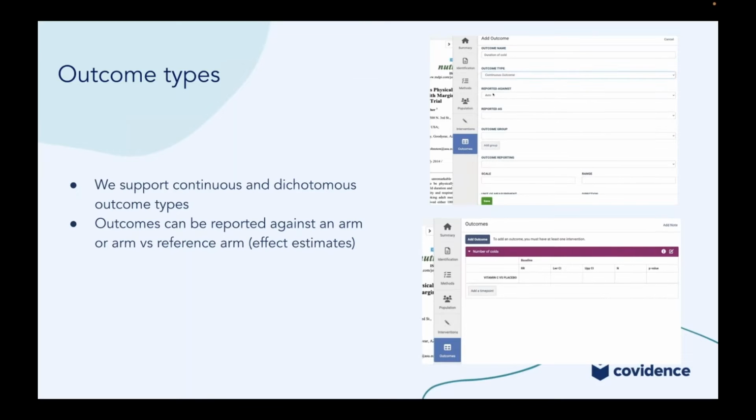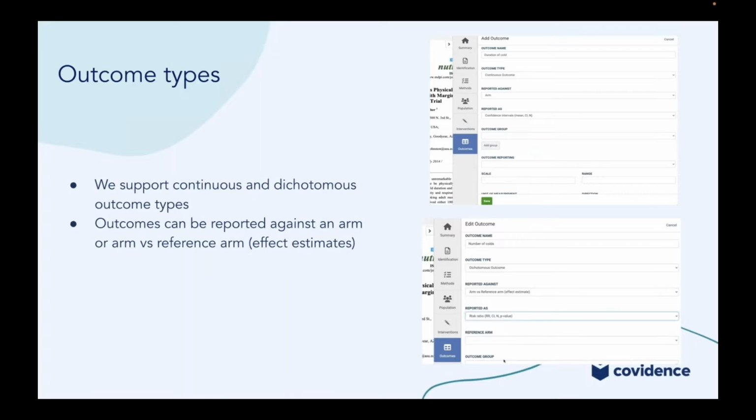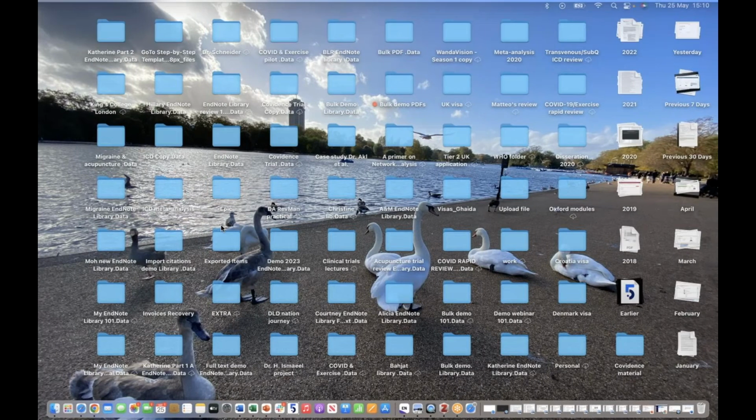So what I'm going to show you today, I'll demonstrate how to add the contrast level outcomes, also known as effect estimates, through data extraction 1, and show you how arm level data looks like as reported in extraction 1. So I'm going to switch over to the platform.